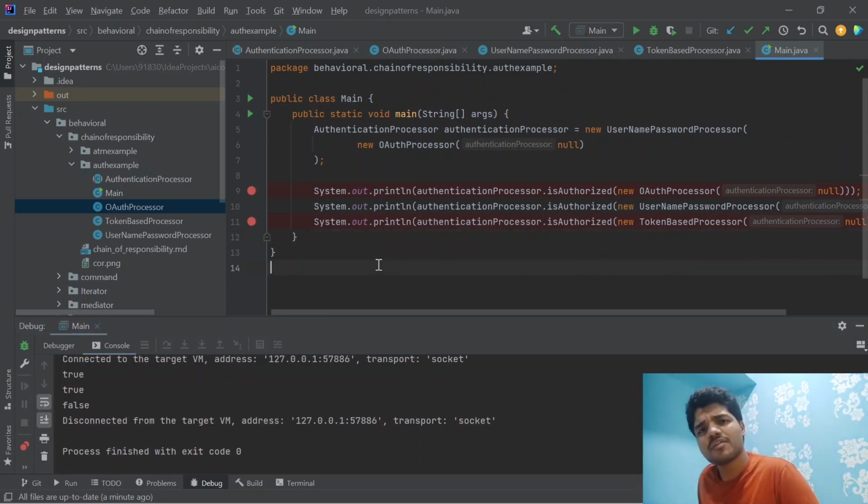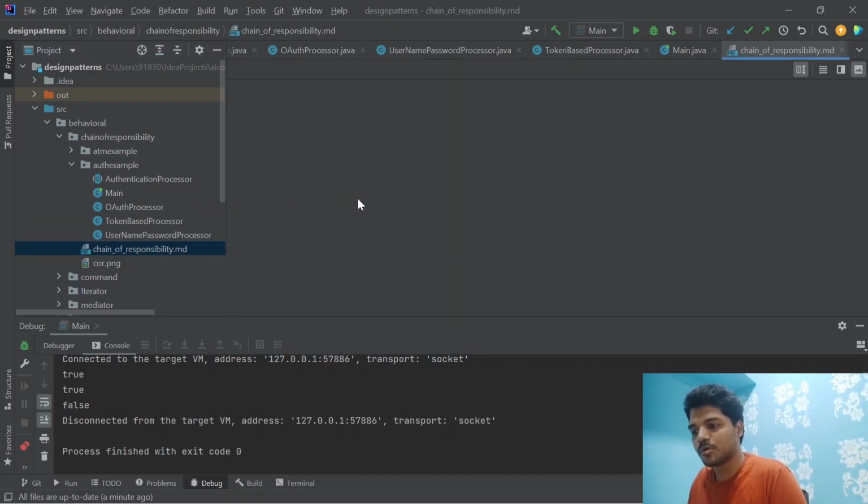So this is a very simple example and also a very simple way of understanding what exactly the chain of responsibility design pattern is. I hope you got what exactly the chain of responsibility design pattern is.